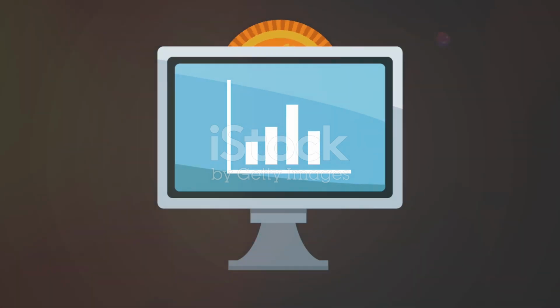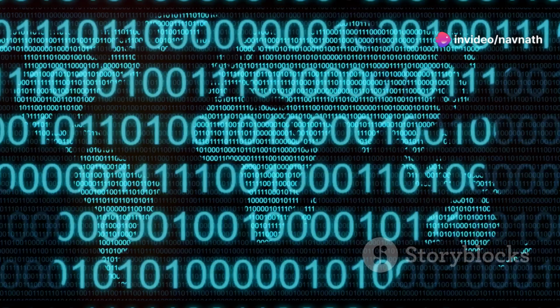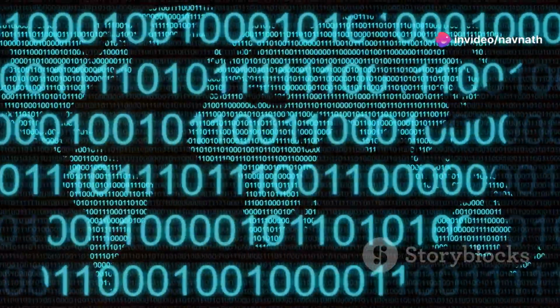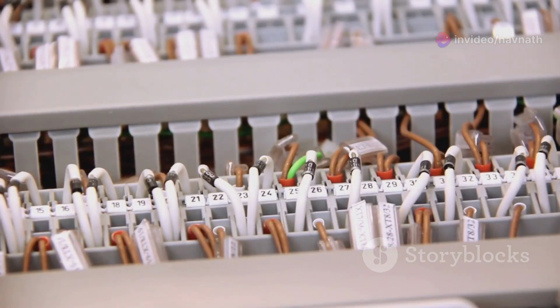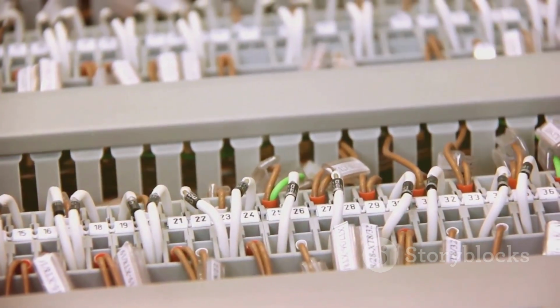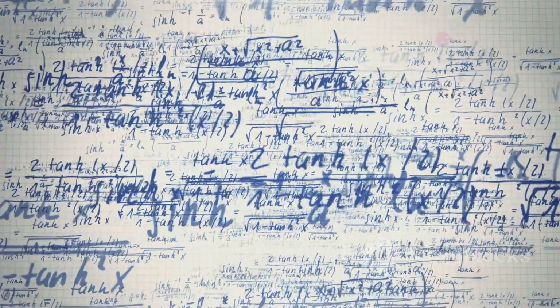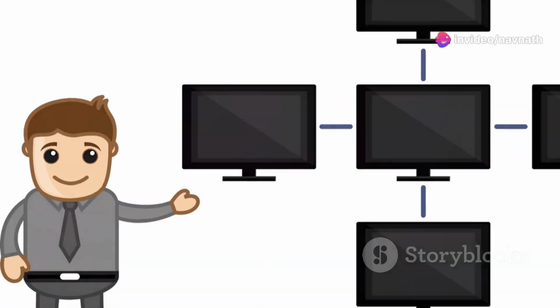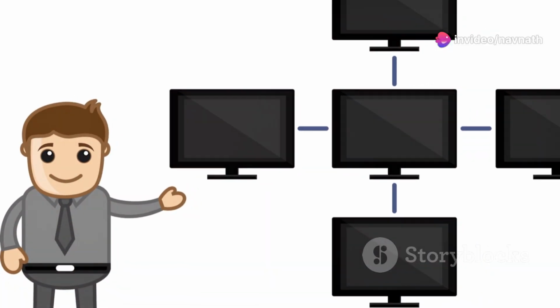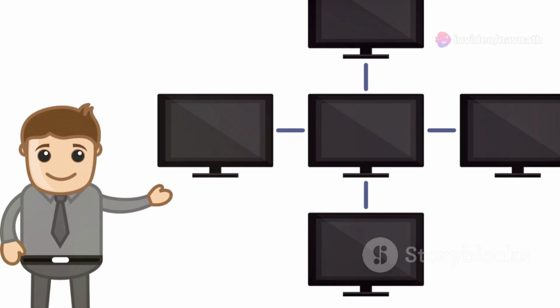Class, number of networks and number of hosts per network. Class A: 2 to the power of 7 minus 2 equals 126 networks, and 2 to the power of 24 minus 2 equals 16,777,214 hosts. Class B: 2 to the power of 14 equals 16,384 networks, and 2 to the power of 16 minus 2 equals 65,534 hosts.